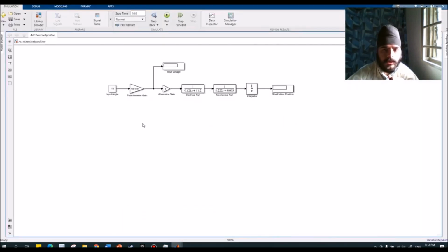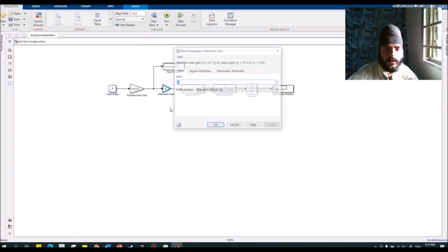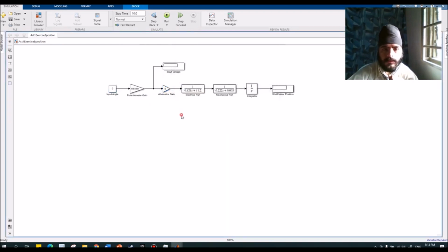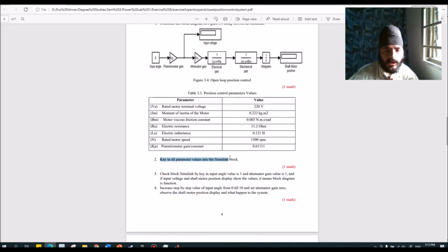I've already constructed it. Alright, so this is the block diagram. I'll be putting the value as 0 for now, and actuator gain as 0. Okay, this is the block diagram. And then what we need to do, number 2, is key in all parameter values into the Simulink block.